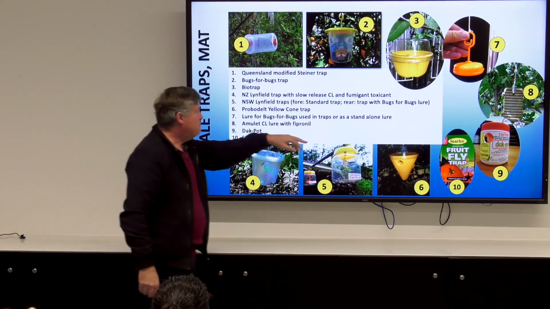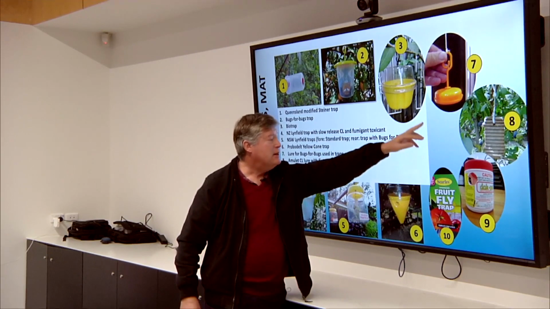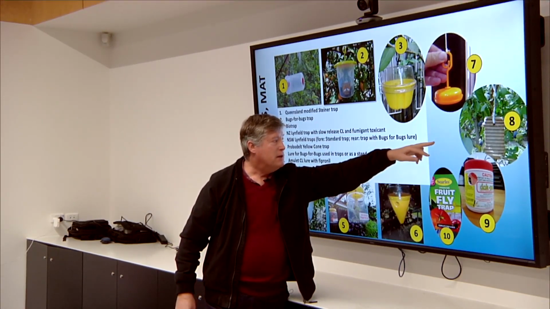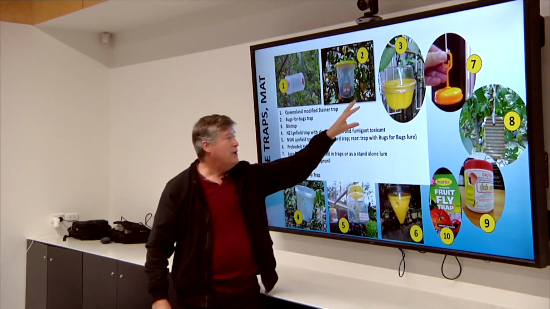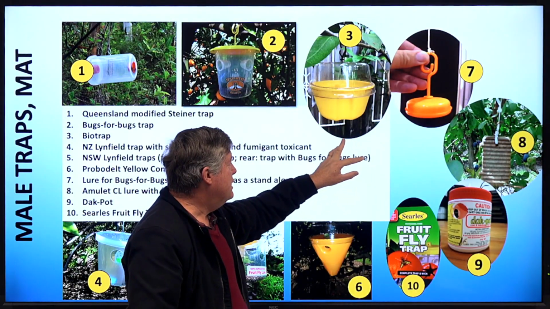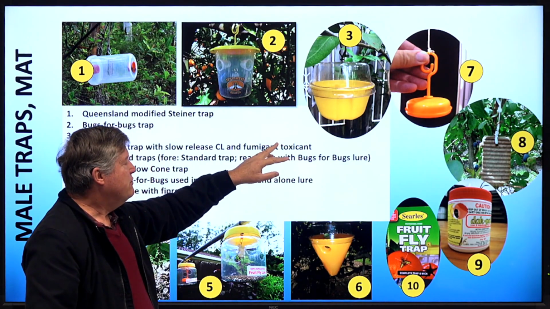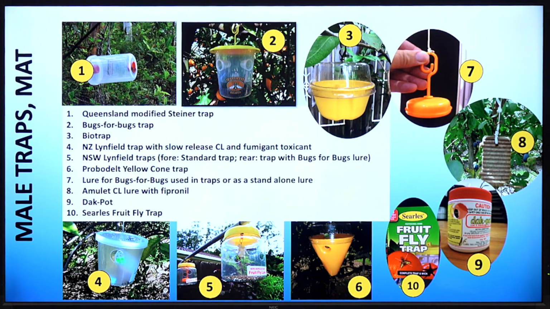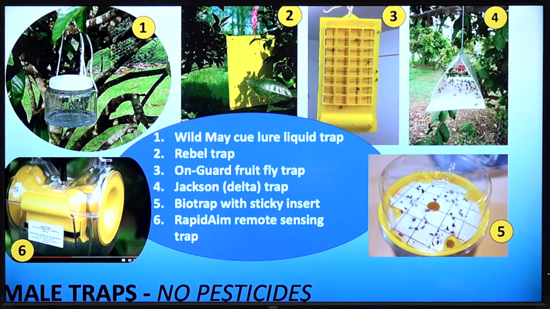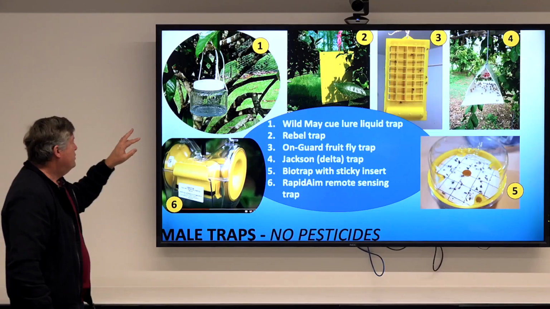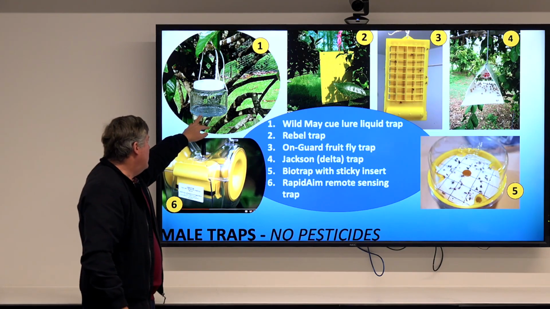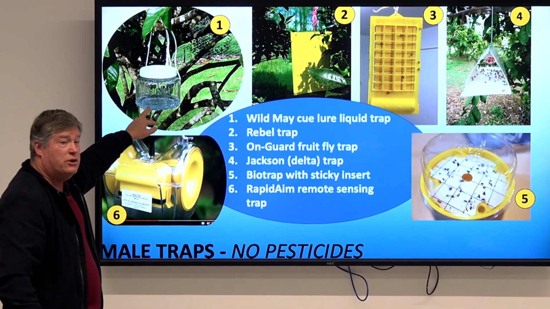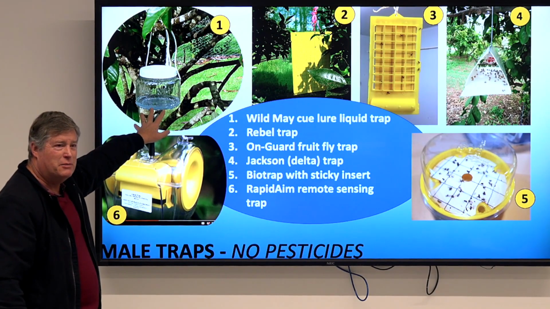You can have traps such as the Bugs for Bugs one and the BASF one that are not inside a trap, and that's called male annihilation technique. And they're of a price that you can have quite a few of them per hectare and impact on the male population, and hopefully over time the female population. Yep, so there's a lot on the market and all of them work reasonably well, and you can even get male traps which don't have pesticides in them. The Wild May liquid, it's like a liquid Cue lure, but it's based just on water as the toxicant.